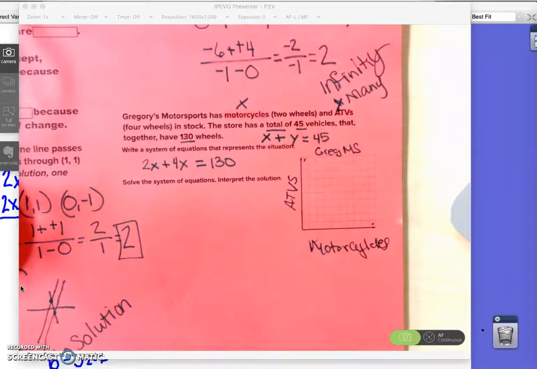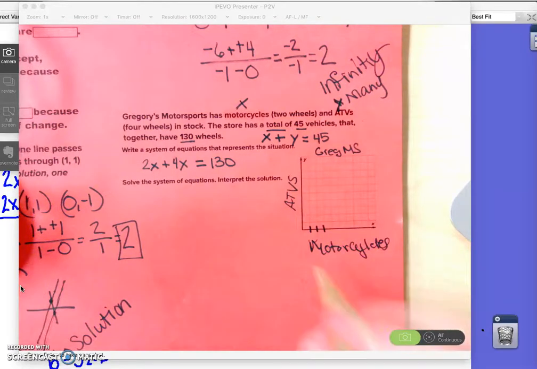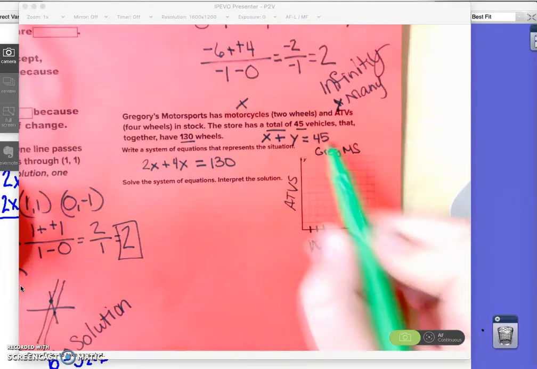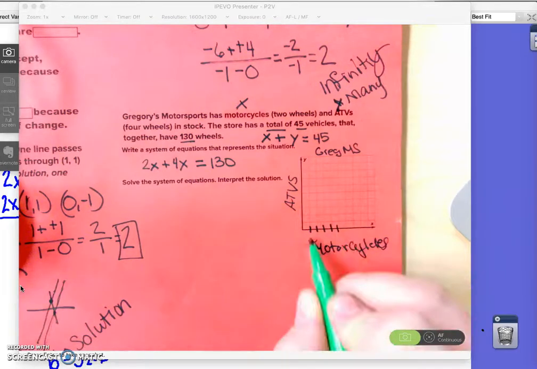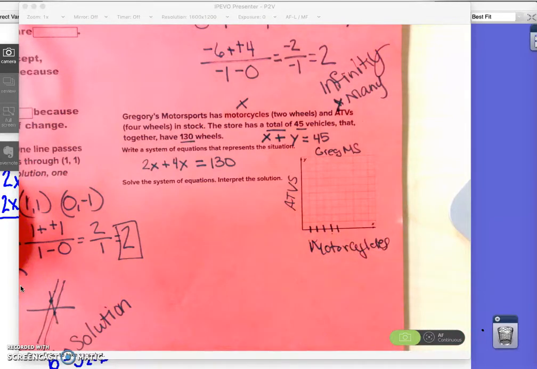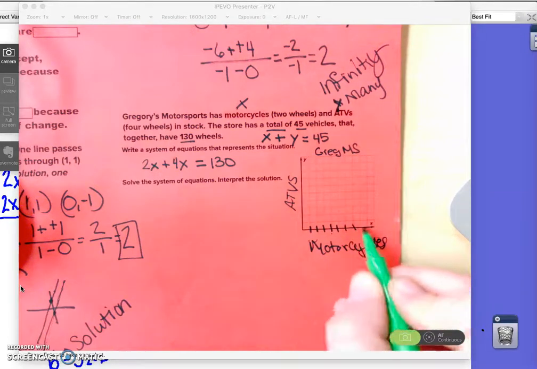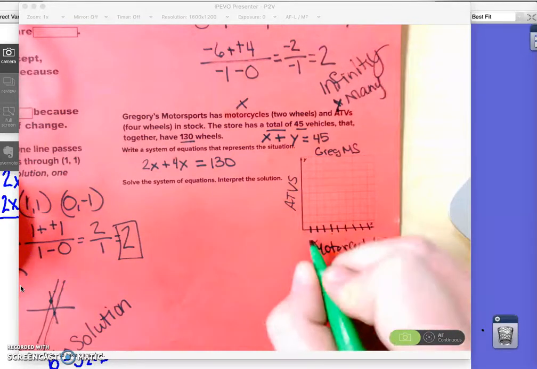I'm going to need to look at what I want to count by. Like, do I want to count motorcycles by 100, 200, 300? Probably not, because I only have a total of 45. So that's probably what I want to go off of. Can I count by tens? Well, 10, 20, 30, 40. That would only be using half the graph. So let's go by fives. 5, 10, 15, 20, 25, 30, 35, 40, 45. And that gets me to the total number, and that would probably be a good number.